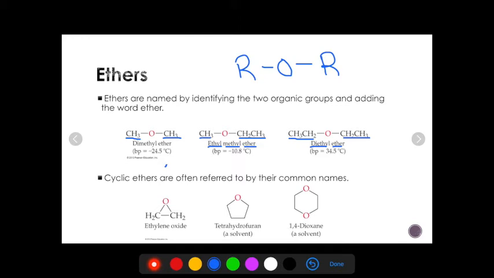And then the common names down here, I'm not going to have you memorize these, but like I said, the cyclic ethers, we use their common names: ethylene oxide, tetrahydrofuran, and 1,4-dioxane. So we won't really do a whole lot of that.